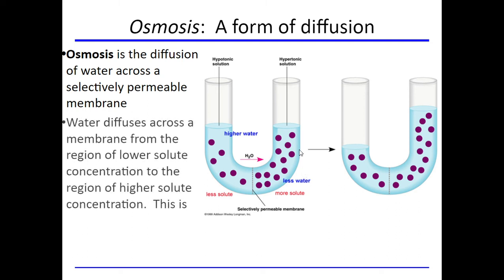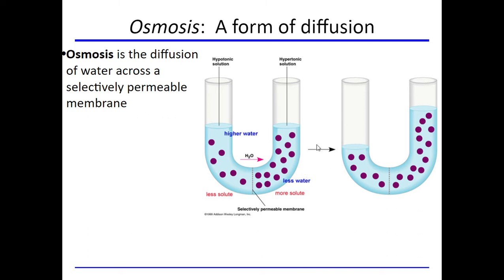And so we can take a look here at this diagram. This left side of this U pipe, we call hypotonic, and we'll get into that definition, but basically it means that there's not a lot of stuff here. And this right side is hypertonic, which basically means that there is a lot of stuff here.